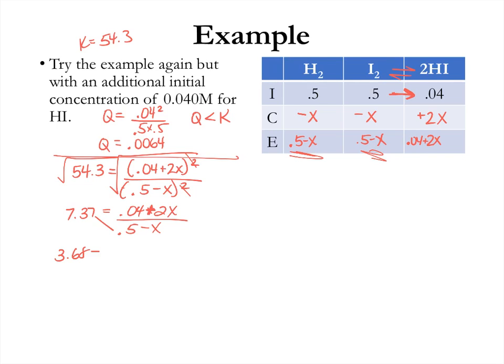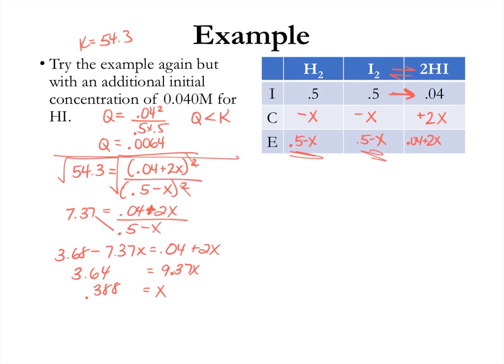3.68 minus 7.37x equals 0.04 plus 2x. I'll add the 7.37x and I'll take away the 0.04 from both sides. So this would be 3.64, and that would be equal to 9.37x. Divide by 9.37 on both sides, and I end up with 0.388 for the value of x.